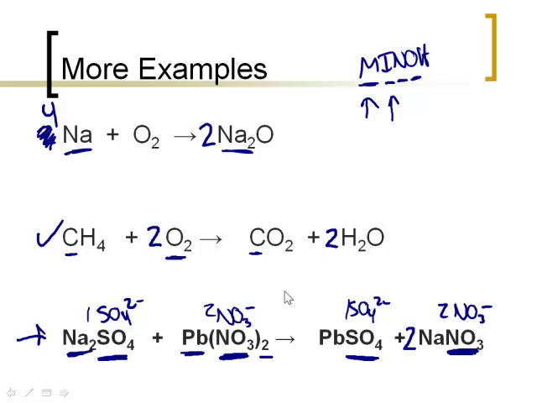Now, you might ask me, well, Mr. Harper, can I treat this as the sulfur and the oxygen separately and the nitrogen and the oxygen separately? And yes, you could do that, but it's easier to balance the whole polyatomic ions together.